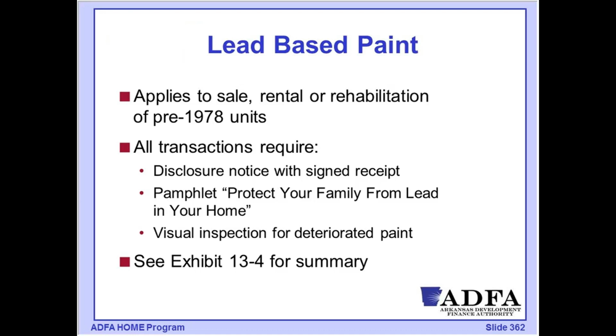Part of this includes some disclosures to tenants and to owners. At each of our stages, there are going to be some required notifications in place. There would be a disclosure notice that will go to each recipient, and it will include the HUD pamphlet, which is Protect Your Family from Lead in Your Home. You'll also be completing a visual inspection of any deteriorated paint. Depending on the level of work that's being done, we may be doing a risk assessment, and then as part of that, we'll be making a determination of what level of remediation would be required for that specific property.